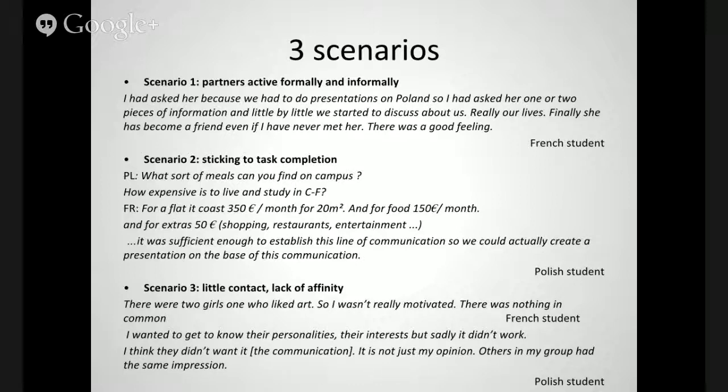And in this third scenario, there's little contact between partners, and sometimes a lack of affinity. Students have very little in common, and they see no incentive in contacting the partner. Sometimes it leads to some kind of disappointment, because the student might be actually investing quite a lot in terms of emotional engagement. This student said, well, I thought it would be a friendly conversation exchange, but they hardly ever. This can happen too.